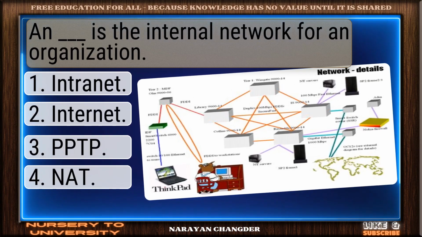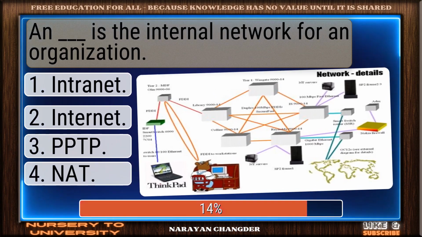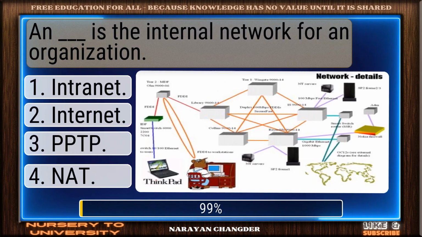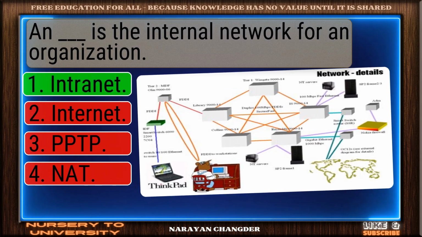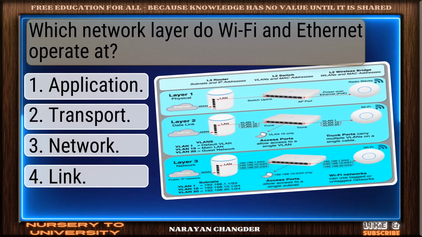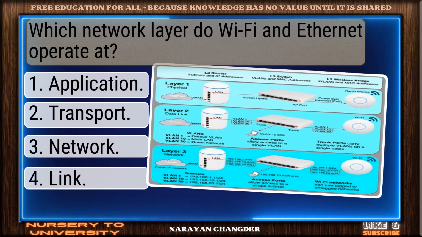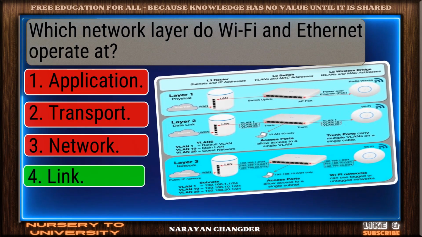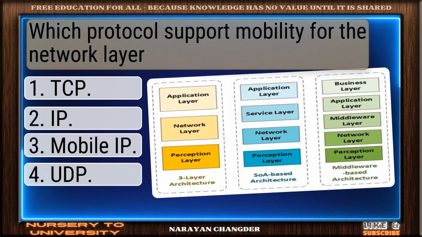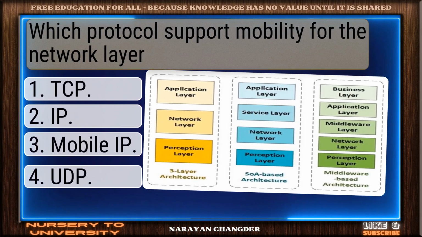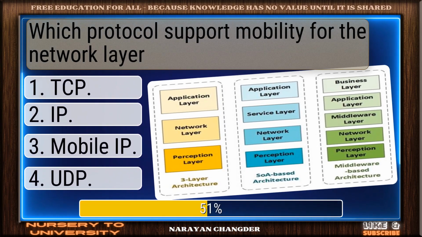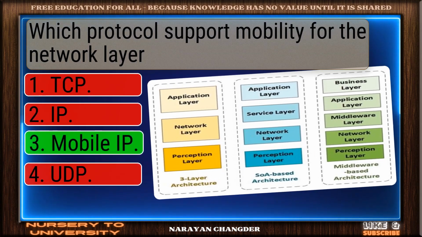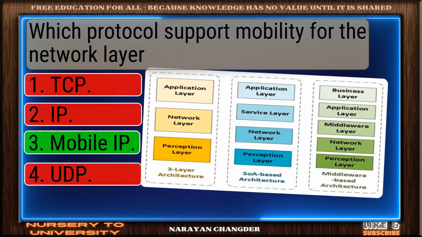And dash is the internal network for an organization. Right again. Intranet is valid. Which network layer do Wi-Fi and Ethernet operate at? Great thinking. Link is right. Which protocols support mobility for the network layer? Correct. Mobile IP is spot on.